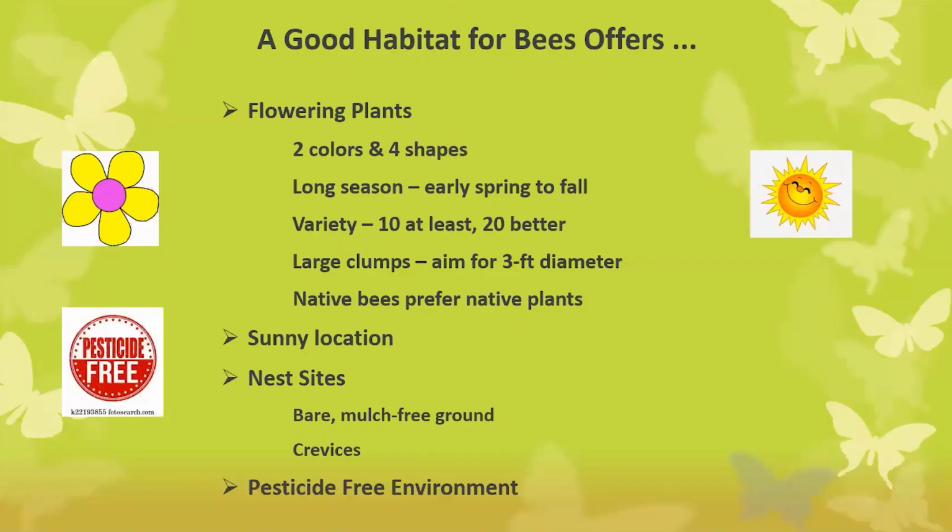All right, so a good habitat for bees will offer flowering plants for pollen and nectar. I've mentioned the 2 colors and 4 shapes. The flowers need to last a long season, have great variety. The more variety, the more types of bees that we're able to serve. And one thing I did not mention is larger clumps. The Xerces Society recommends a 3-foot diameter if we can do it, because again, it's energy efficient. Don't make them work harder than it needs to be.